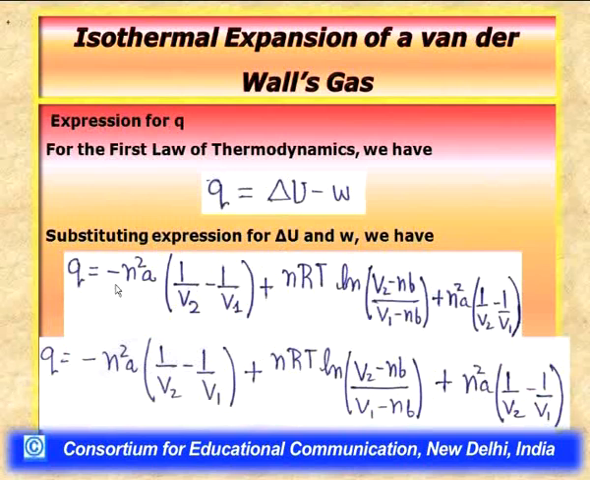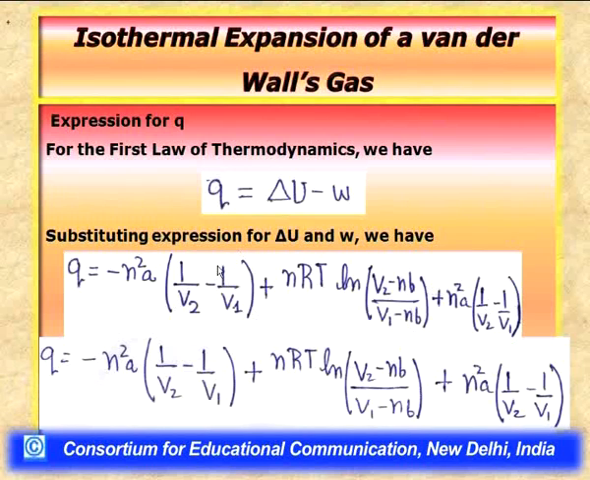So Q equals minus n square A bracket term 1 by V2 minus 1 by V1, this represents delta U, the change in internal energy. Now, W is minus nRT ln of V2 minus nb by V1 minus nb, plus n square A into 1 by V2 minus 1 by V1. Since this was minus, minus minus becomes plus, so we have written plus here. So Q becomes this, just by substituting the expressions of delta U and W, which we have just derived, in the first law equation.